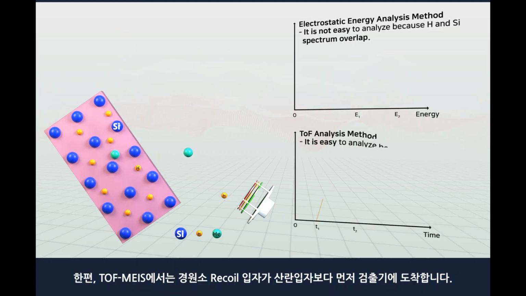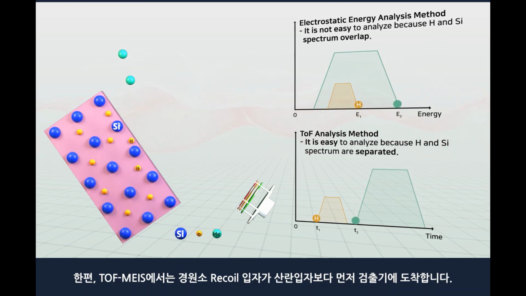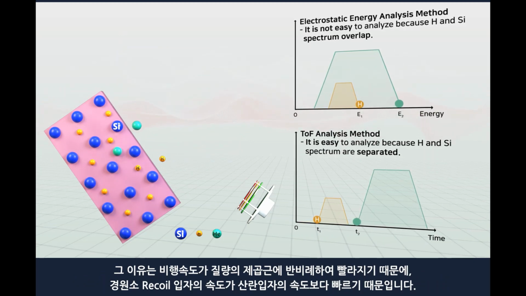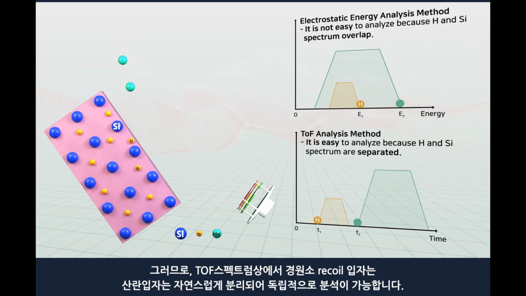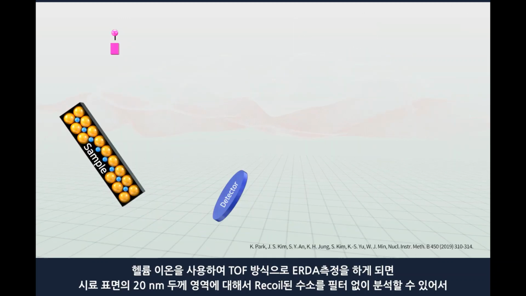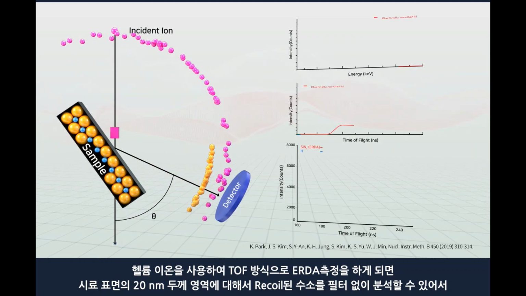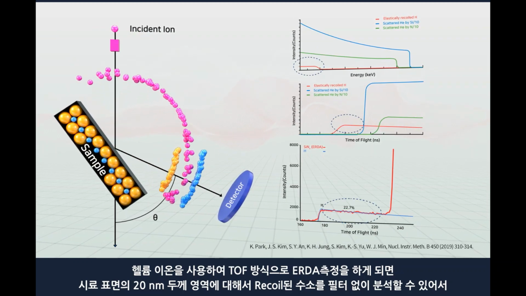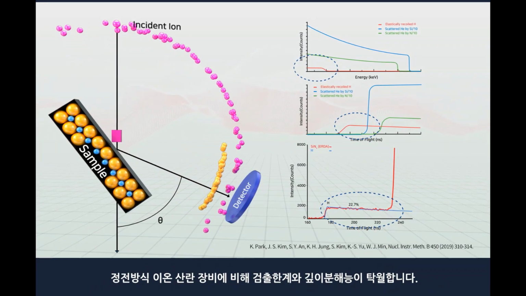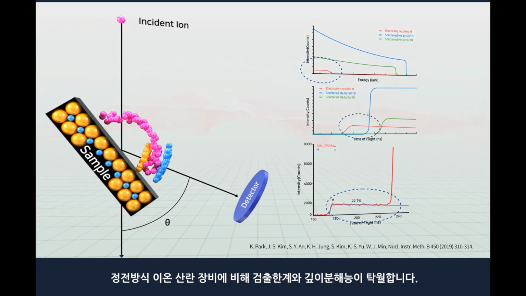In comparison, a light element recoil particle reaches the detector earlier than a scattered particle in TOF-MEIS. This is because the flight speed increases in inverse proportion to the square root of mass. Therefore, the recoil spectrum is naturally separated from scattered spectrum. If ERDA is measured by the TOF method using helium ions, recoiled hydrogen can be analyzed without a filter in the 20 nanometers thick region of the sample surface. Thus, this method has an excellent detection limit and depth resolution compared with other RBS type equipment.